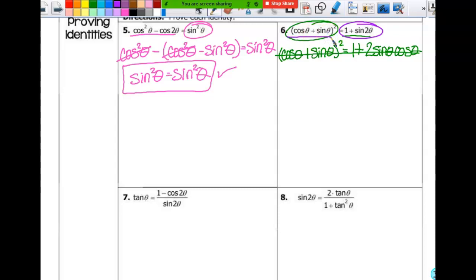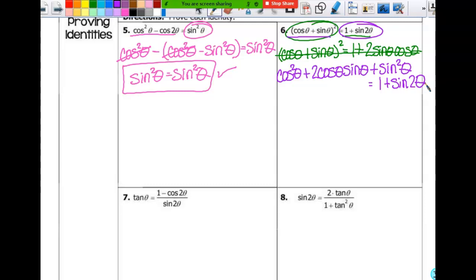So on the left-hand side, when I square that, I don't get cosine squared plus sine squared. That's not how algebra works. Instead, when I square that, I get cosine squared theta plus 2 cosine theta sine theta plus sine squared theta. Why? Because algebra. And that equals 1 plus sine 2 theta. Okay? So it definitely made it look yuckier.